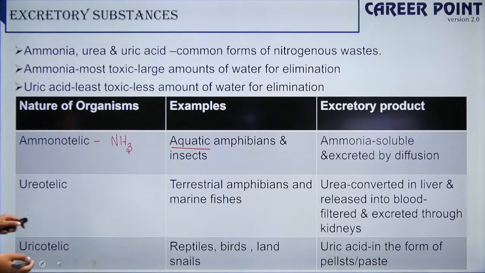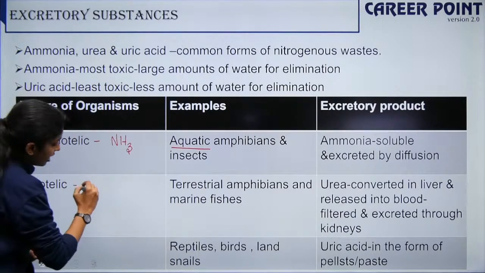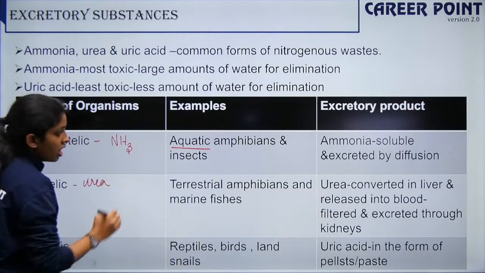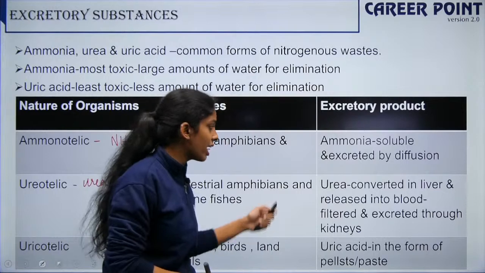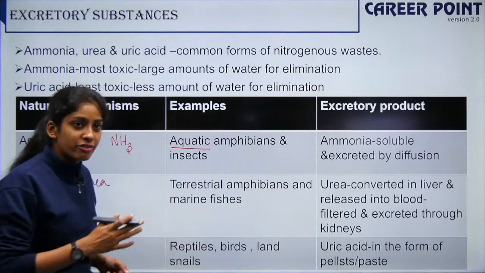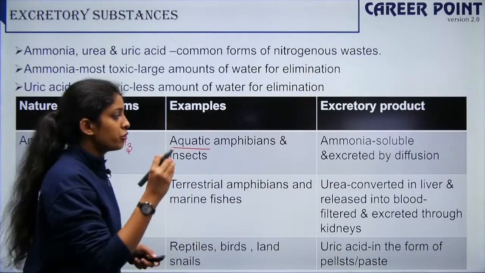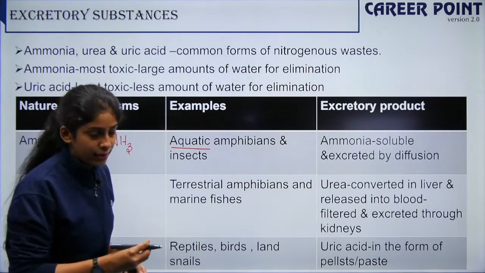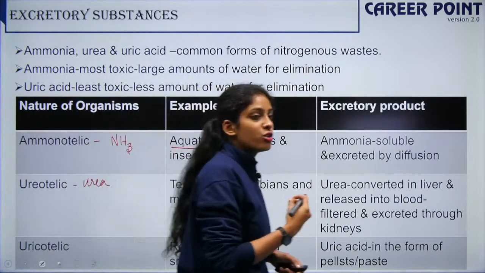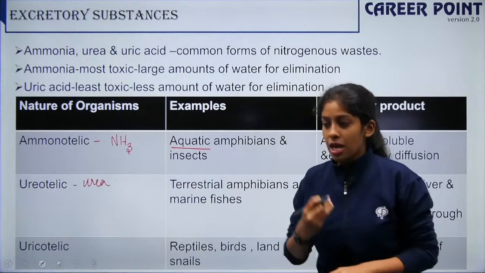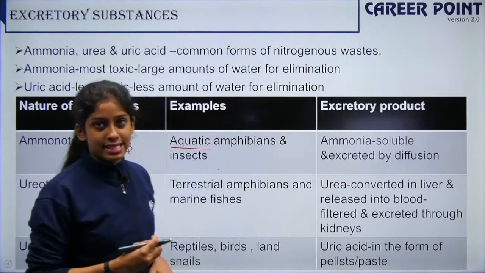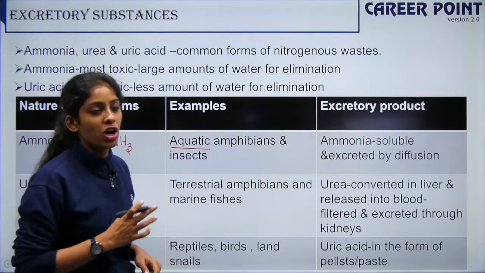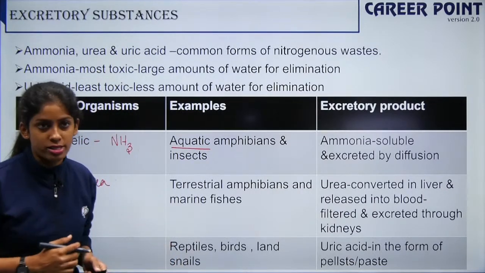The next one is ureotelic. Here the waste product is urea. Terrestrial amphibians and marine fishes, and we are also ureotelic, and urea is formed in the liver and released into the blood, filtered and excreted through the kidney. In our body also we have the formation of ammonia, but ammonia is converted into urea in the liver and then the urea is excreted. We have a structure called the kidney which helps us in this process.